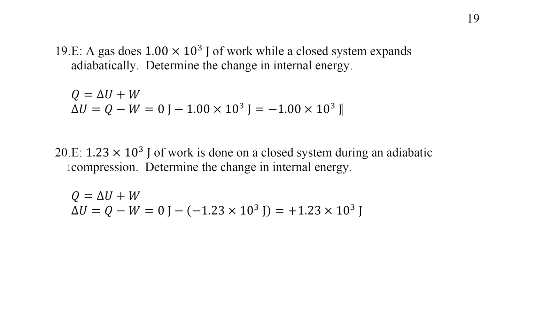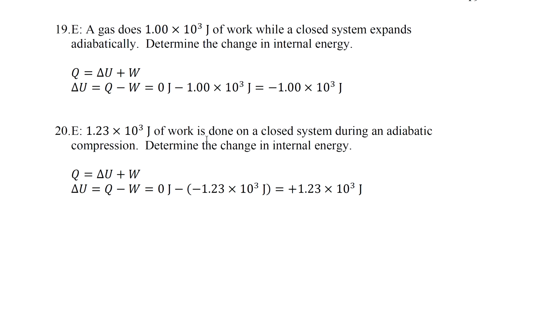Question 20. 1.23 times 10 to the 3 joules of work is done on a closed system during an adiabatic compression. Determine the change in internal energy. So it says adiabatic, so we know Q is equal to 0. So delta U equals minus W. And these two negatives make a positive.